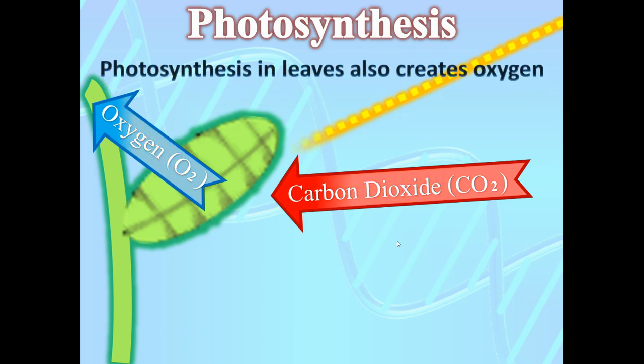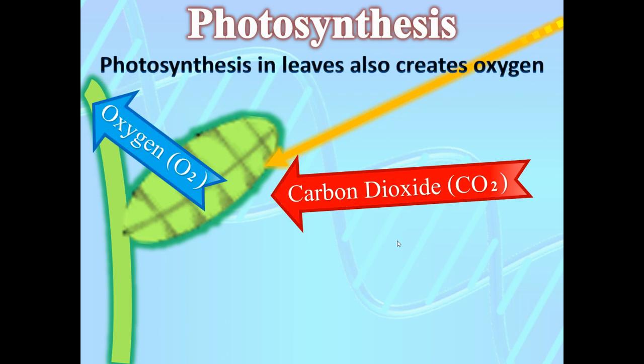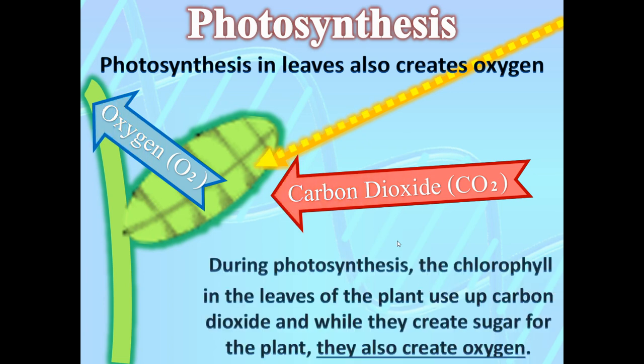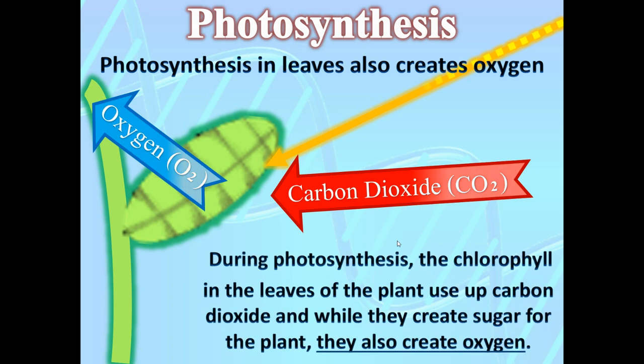Photosynthesis. Photosynthesis in the leaf also creates oxygen. During photosynthesis, the chlorophyll in the leaves of the plant use up carbon dioxide, and while they create sugar for the plant, they also create oxygen.